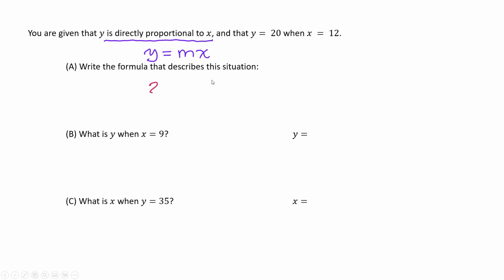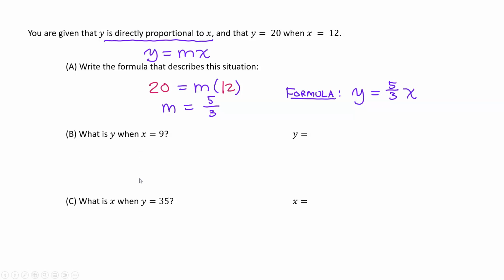So if y is 20 when x is 12, you want to solve this equation to figure out what m, the constant, is. So you would divide both sides by 12 and simplify it. If you simplify this into lowest terms, you get 5/3. So the equation that describes this direct proportional relationship is y equals 5/3 x, and that's what you're going to use to answer these last two parts of the question.